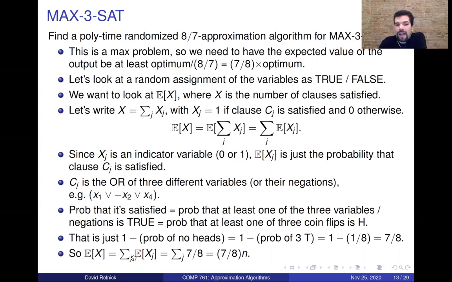And that's just the expected value of the expected value of xj. So the total expected value is the sum of the expected values of the xj. So it's the sum of 7/8. And there are n clauses, so we have 7/8 of n. That is the expected value of x. Questions? This is just a completely random assignment.